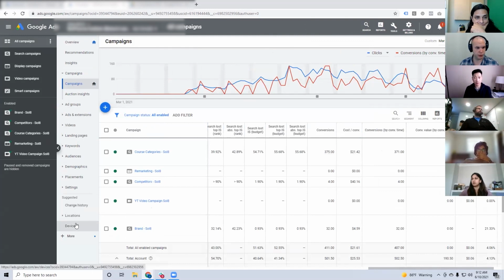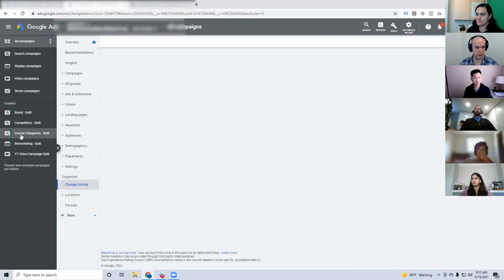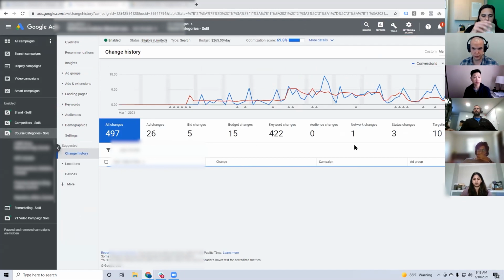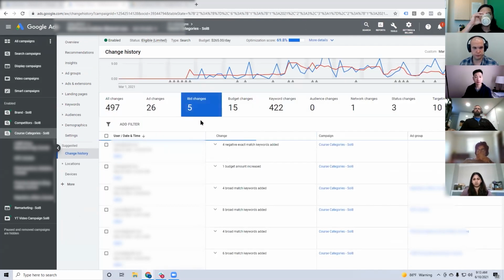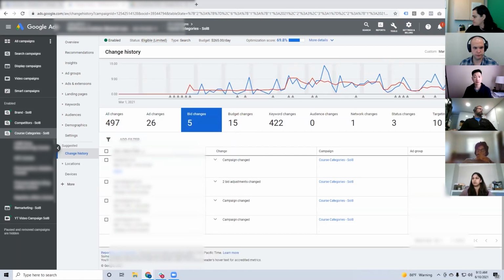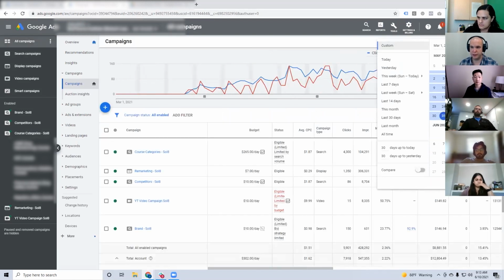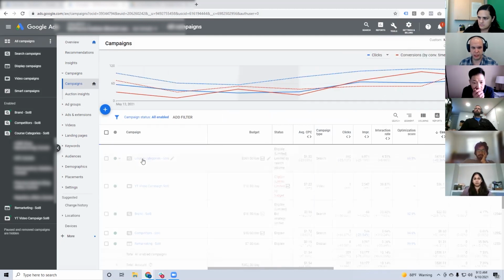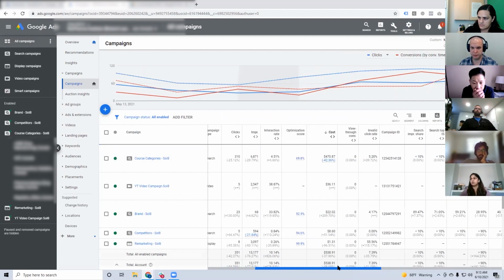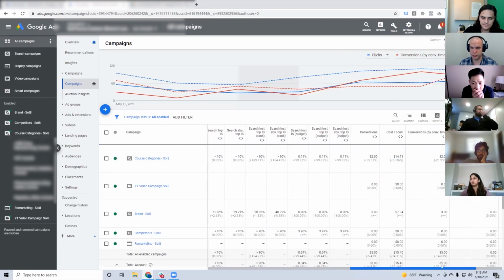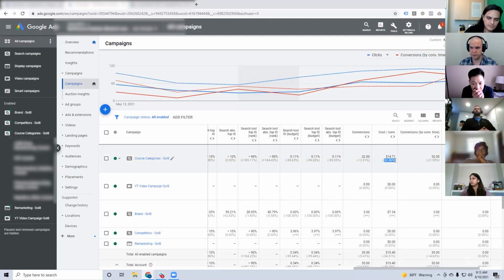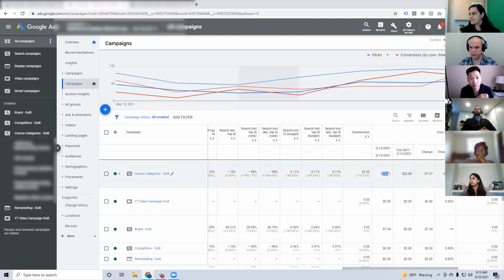I'm going to go into change history, because I want to see exactly when I did my update here. My target CPA decreased from $41 down to $18 on May 12th. So if we look at May 13th through, say, the 19th, compared to the previous period, you'll see that in my course categories where I dropped my target CPA, my cost per acquisition went down by 33%. My cost per conversion went from $22 down to $14.